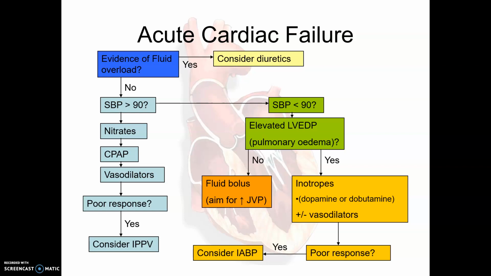In patients with blood pressures of less than 90, we try to get an idea of the left ventricular end diastolic pressure, sometimes clinically by determining whether the patient has pulmonary edema or not. If they don't have pulmonary edema, we can try a fluid bolus to see if we can increase the blood pressure without making the failure worse. If they do have pulmonary edema, we may need to think about inotropes. And sometimes when the inotropes increase the blood pressure, we can then consider adding vasodilators. If the patient has a poor response to this medical treatment, we may consider intra-aortic balloon pump therapy.